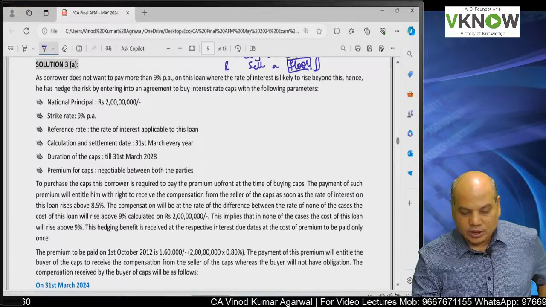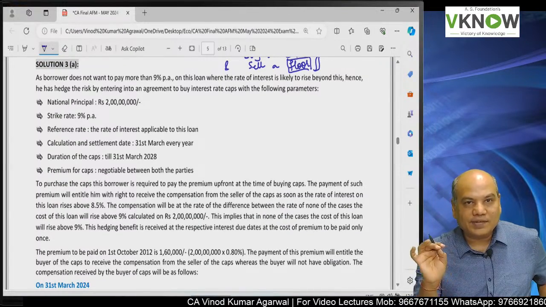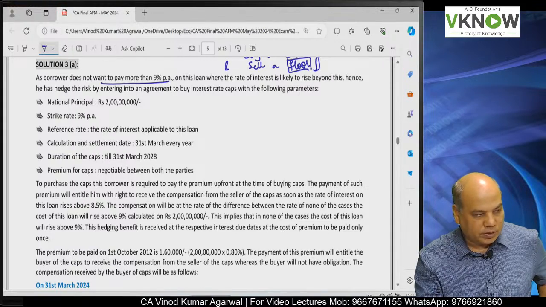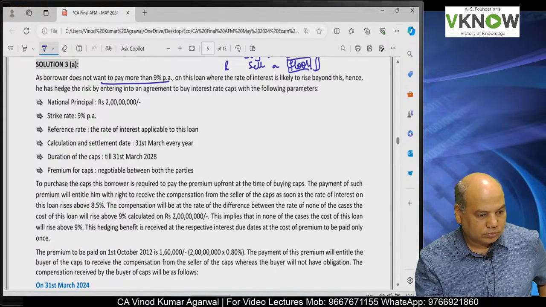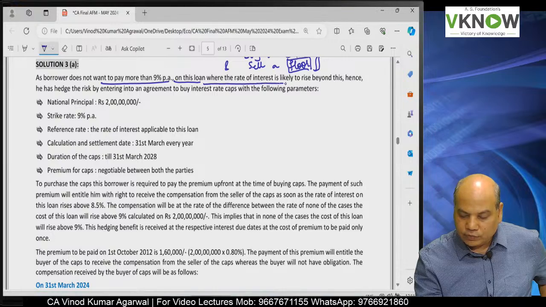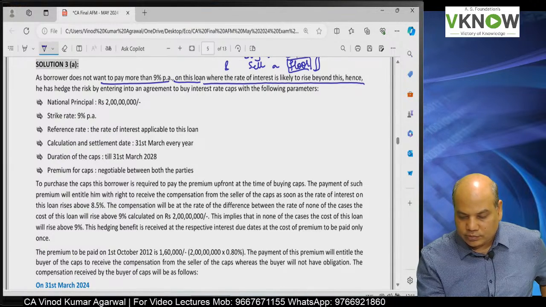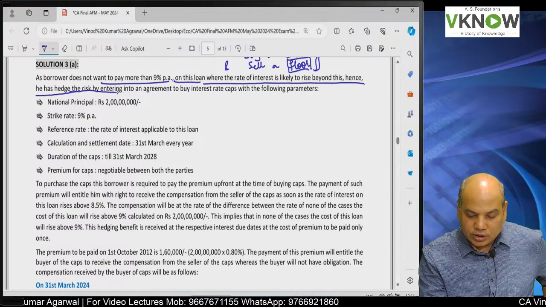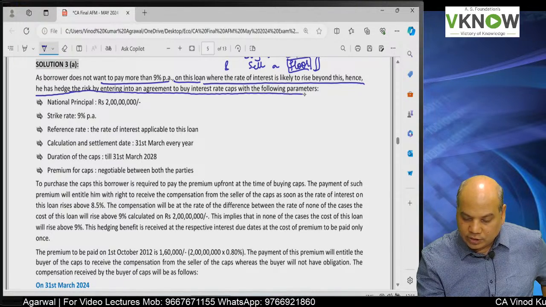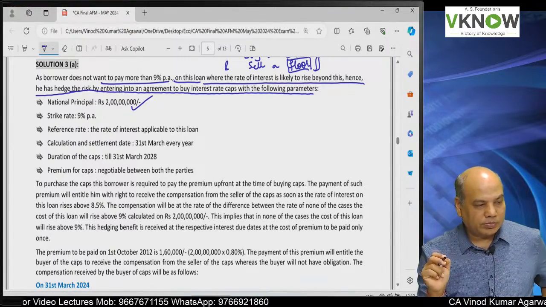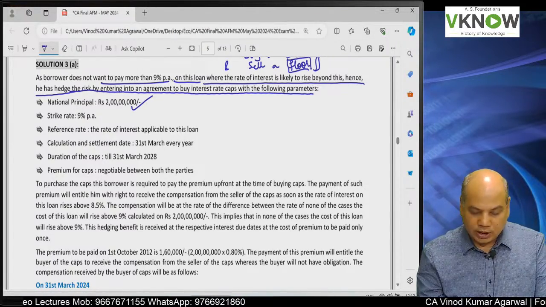So how do you present the answer? First you will write what as a borrower you are supposed to do. The borrower does not want to pay more than 9% per annum on this loan, where the rate of interest is likely to rise beyond this, hence he has to hedge the risk by entering into an agreement to buy interest rate cap on the following parameters. So he will have to enter into an interest rate cap. Following terms and conditions will be applied.